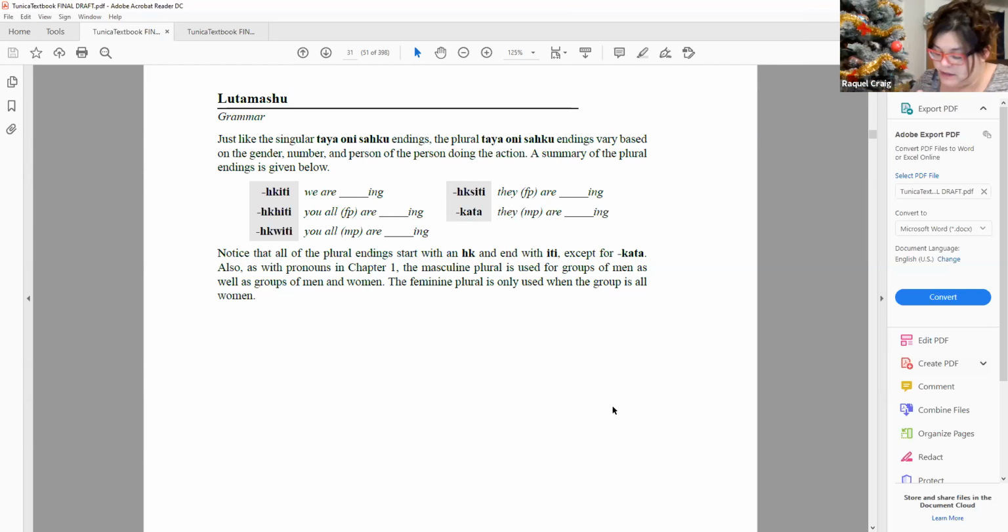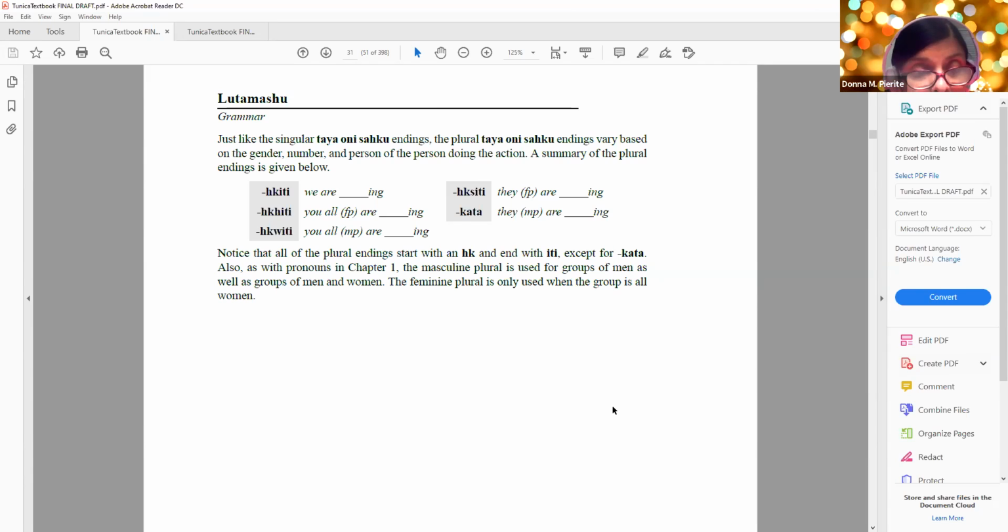So, say after me: erukiti. Erukiti means we are laughing, or we laugh. You have an HK and then the ITI, and we actually have some aspiration with erukiti. Now, look, you all are laughing, and notice this is not one person we're talking about. Is it singular or plural here? Plural, all women. Yes.